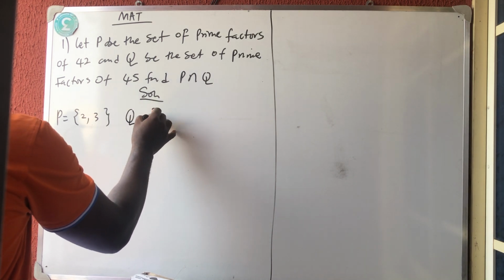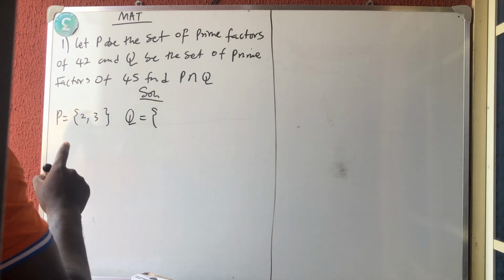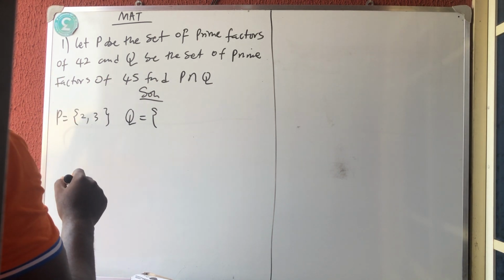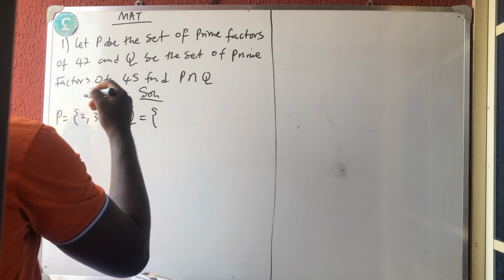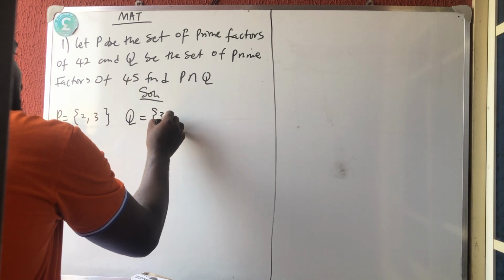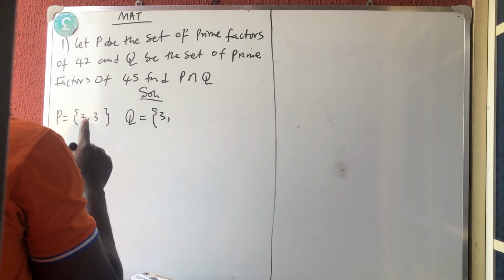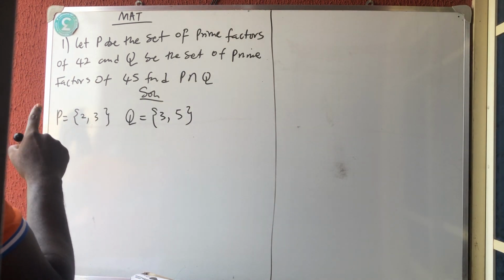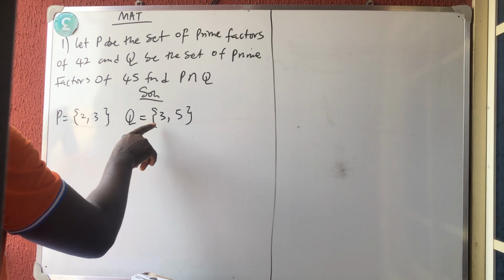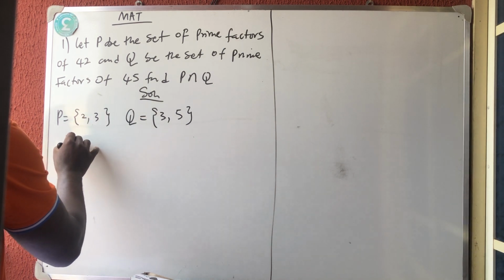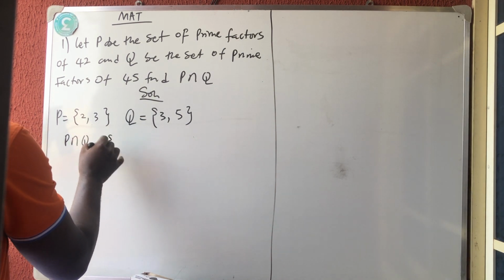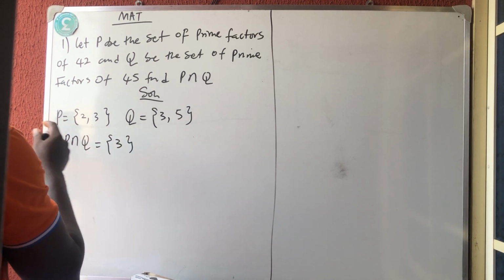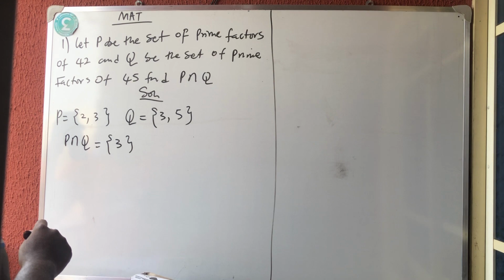Then for Q, the same thing. Prime factors of 45 are those prime numbers that can divide 45. So can 2 divide 45? No. But can 3 divide 45? Yes. 3. 5. Can 5 divide this? Yes. 5. So the prime factors of 45 are 3 and 5. Then P intersection Q is what they have in common, and you see that the only thing they have in common is 3. Okay?